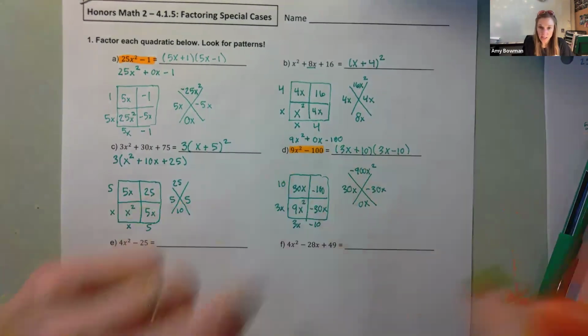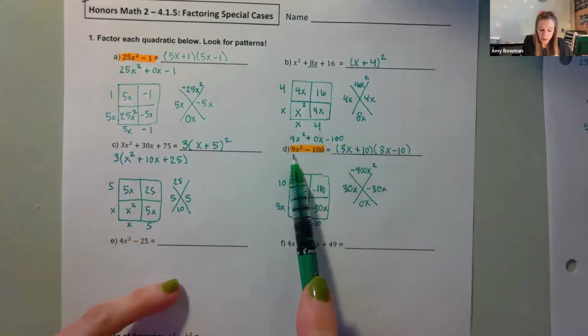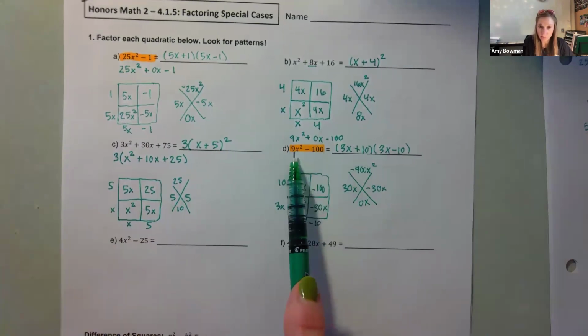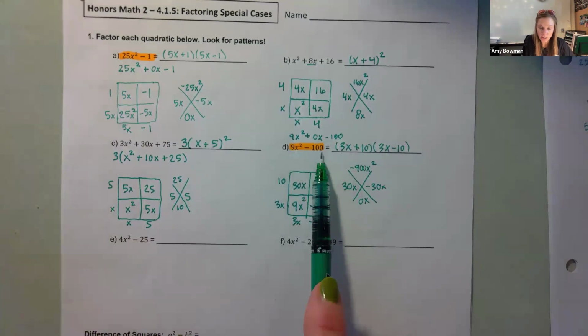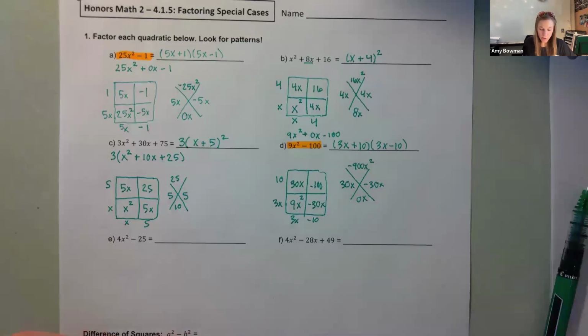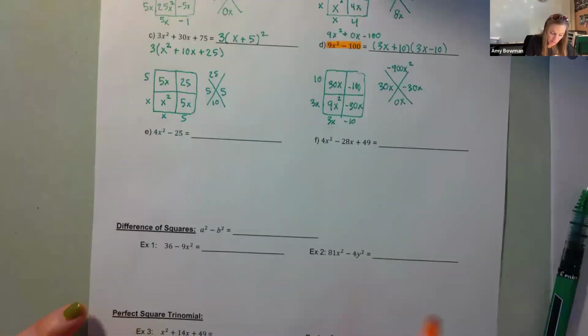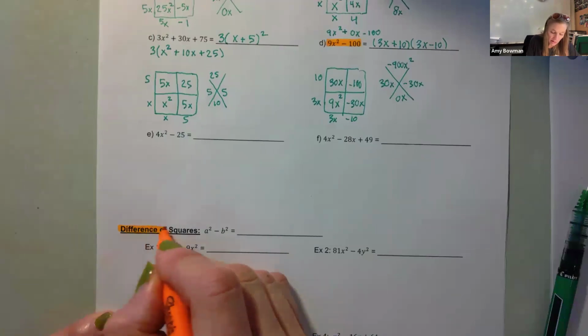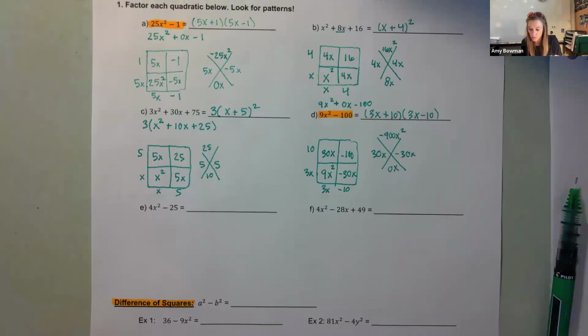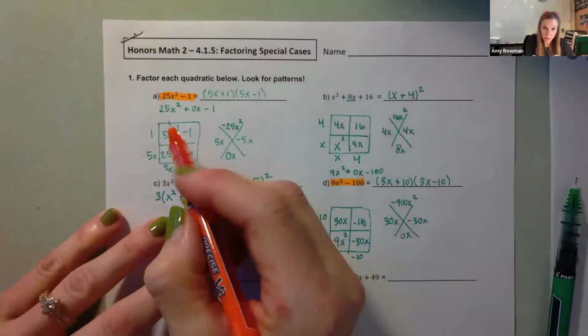Our initial quadratic here was, not a perfect square, but 9x squared is a perfect square, and so is 100. Two terms, the x term is missing, and that turned into 3x plus 10 and 3x minus 10. That is what we call a difference of squares. So the two that I have highlighted orange are differences of squares. It's called a difference of squares because the two terms that we do have are both perfect squares.